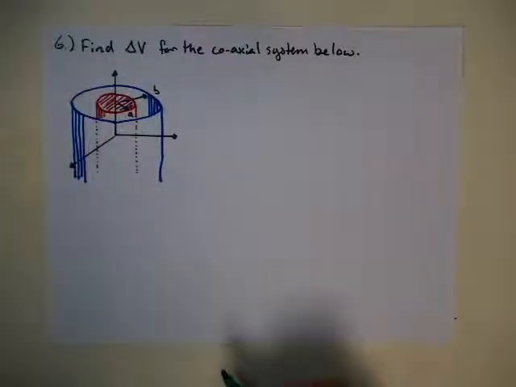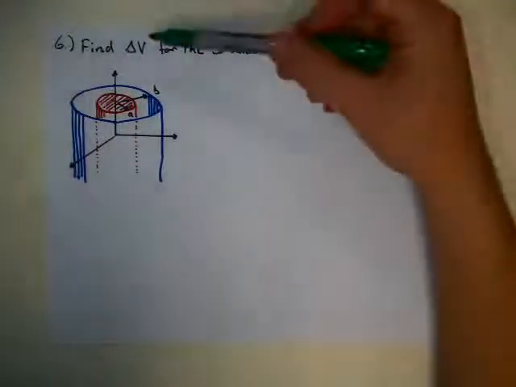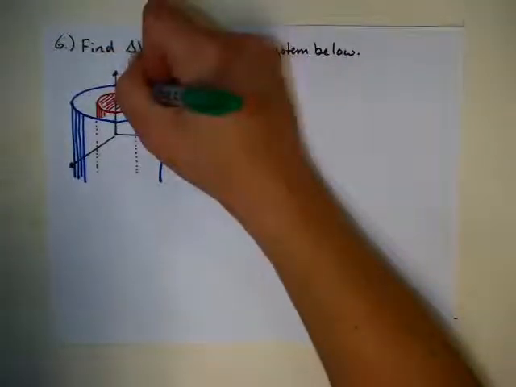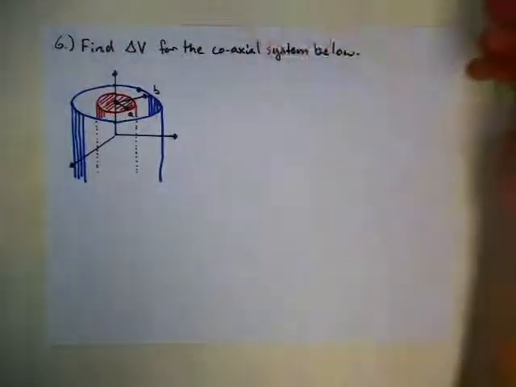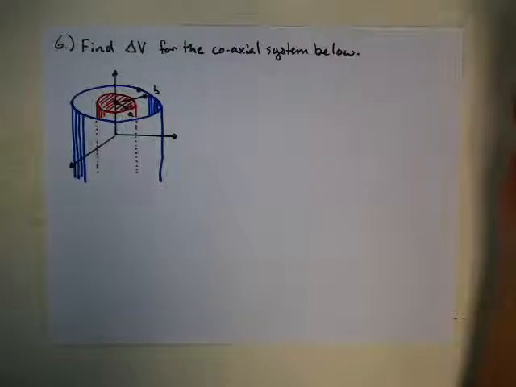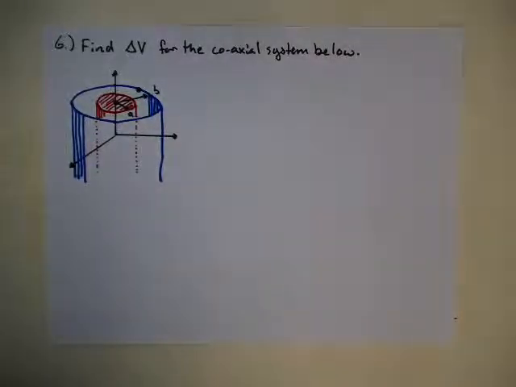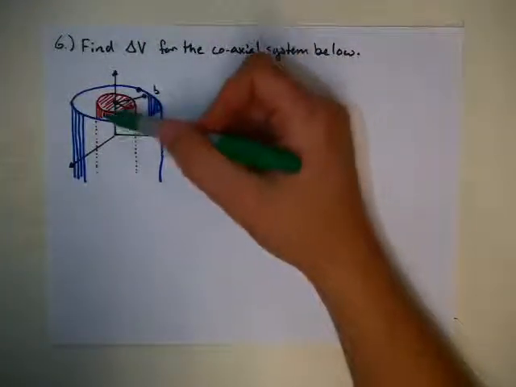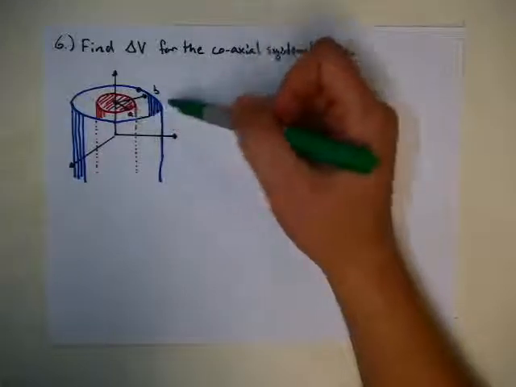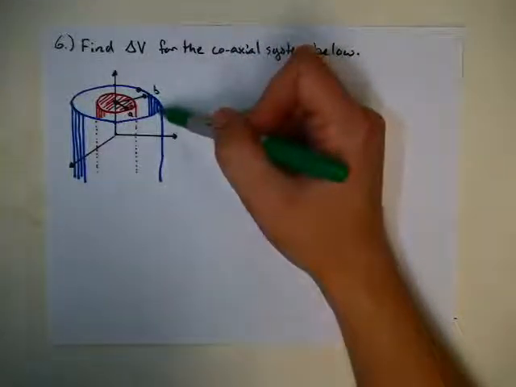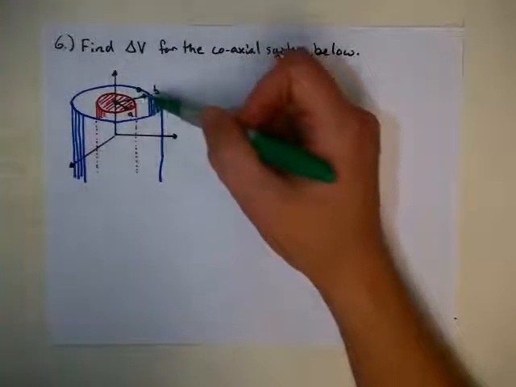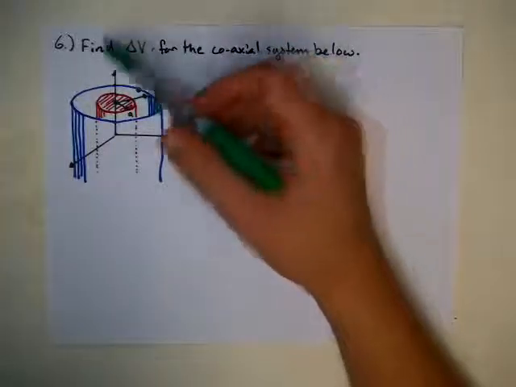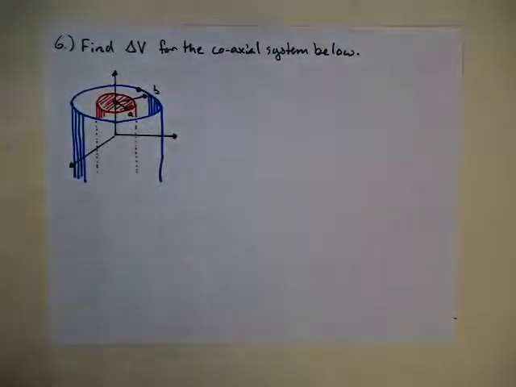Homework 3, problem 6: find the potential difference between a point on the edge and a point in the center for the coaxial system shown below. The coaxial system has a uniform charge density in a solid cylinder of radius A, and a cylindrical shell of radius B with the opposite surface charge density, such that we have a neutral system in total.